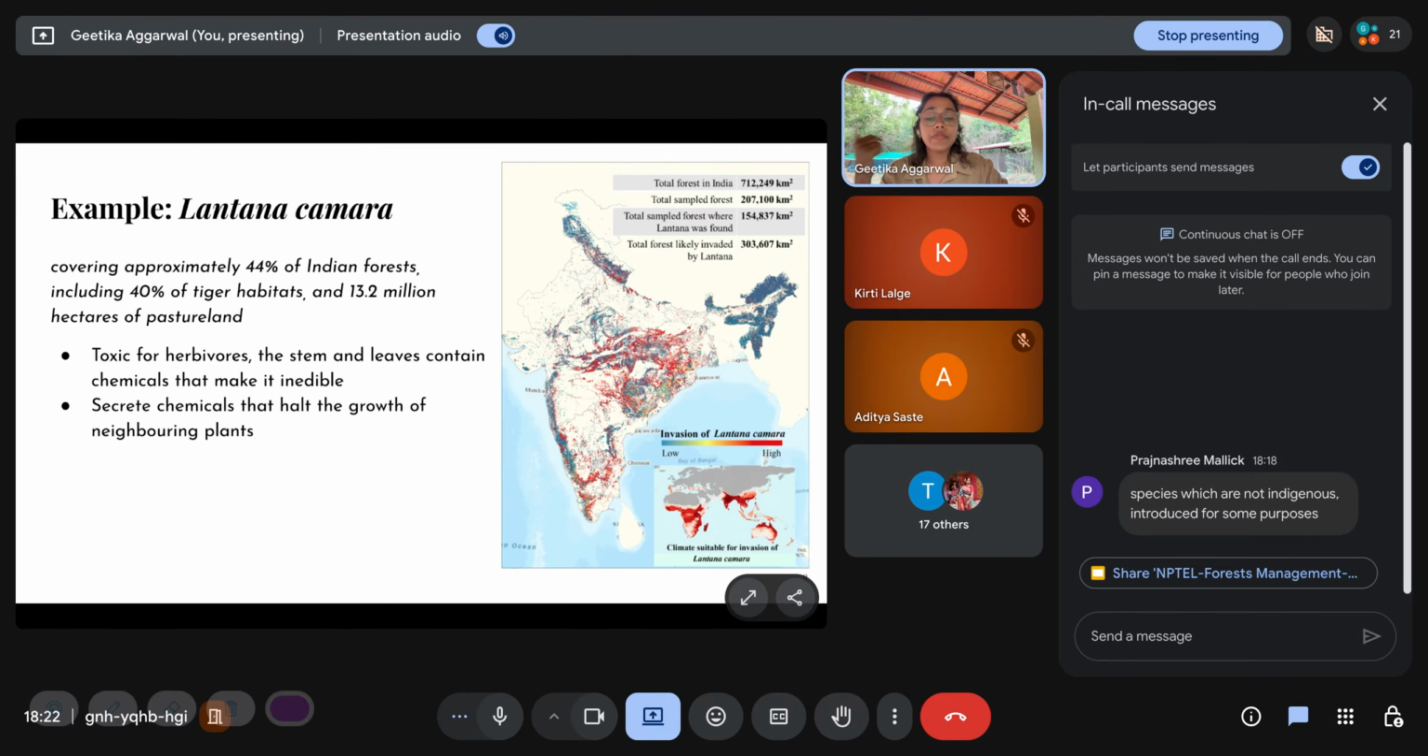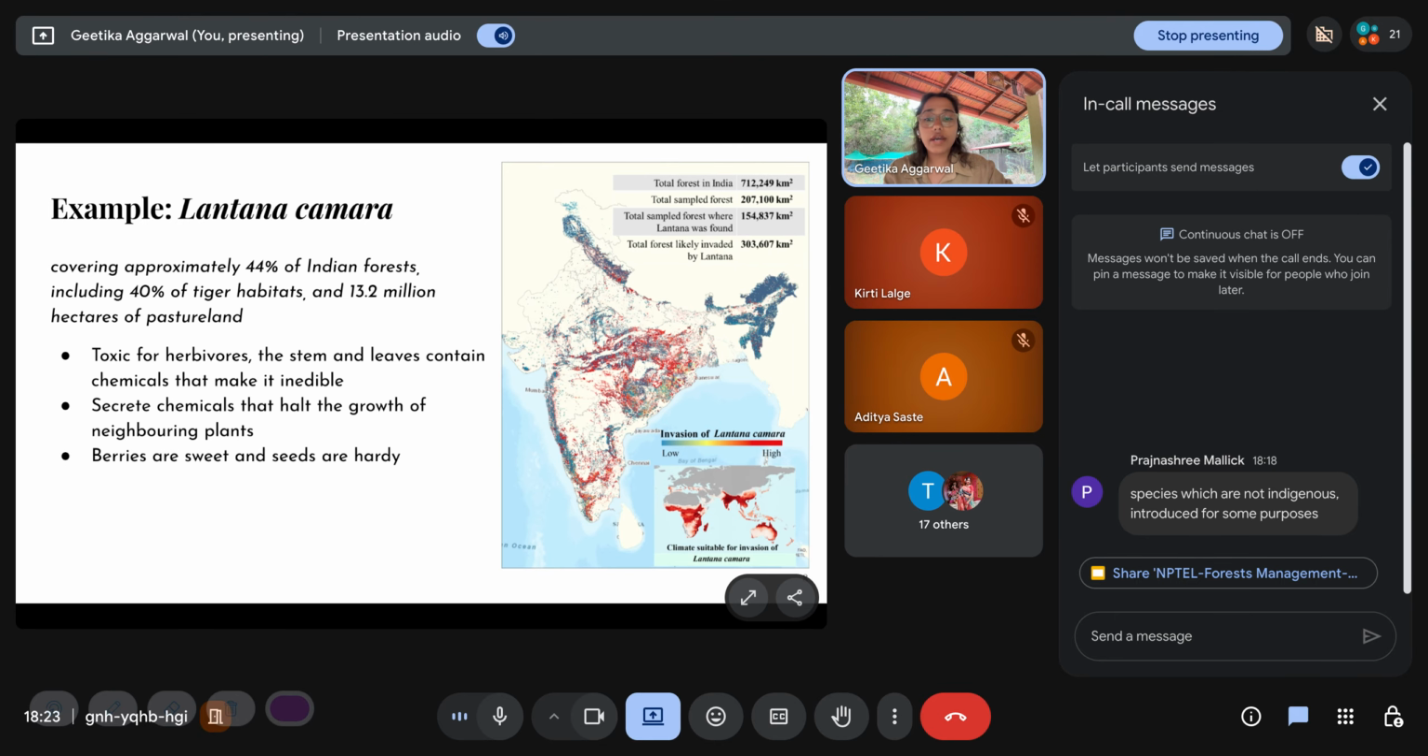It is not controlled. The second thing is it secretes certain chemicals that can halt the growth of neighboring plants. So if there's a lantana growing somewhere, it will secrete these chemicals into the ground, which will make it difficult or impossible for the native vegetation to grow there. So that's another way that it kicks out the native vegetation and establishes itself in that area.